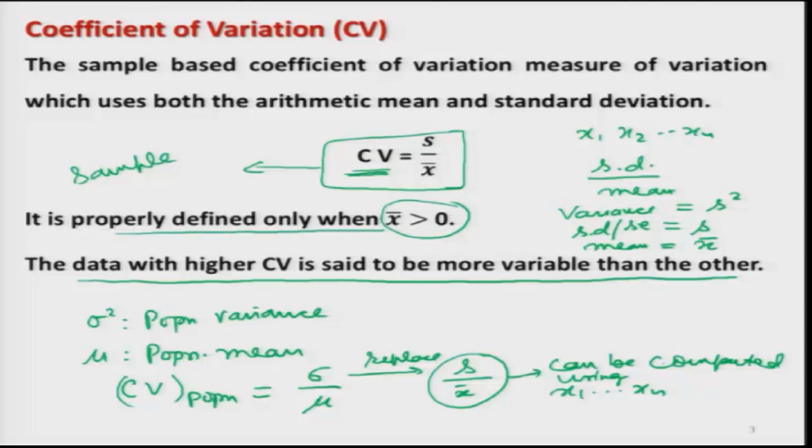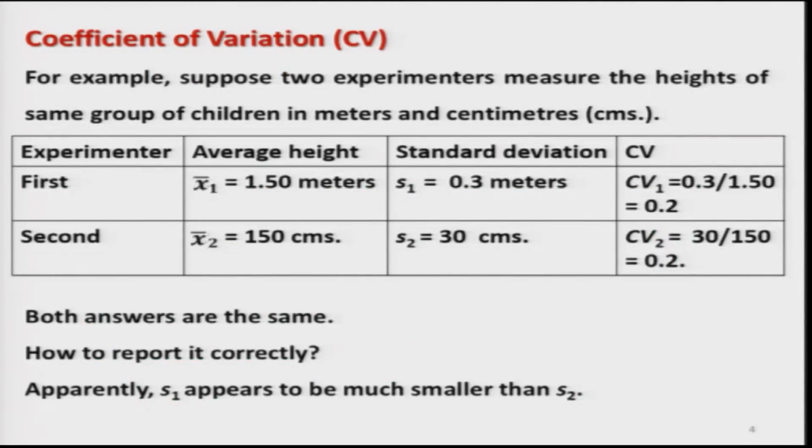So, in these situations, the coefficient of variation helps us. We simply try to find out the coefficient of variation of both the data sets, and the higher value of coefficient of variation is going to indicate that the variability is higher. So, the data with higher CV is said to be more variable than the other. That is again similar to the interpretation of variance. Higher the value of variance, that means more variability; higher the value of CV, that means there is more variability.